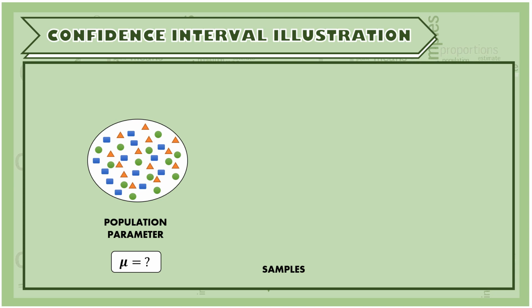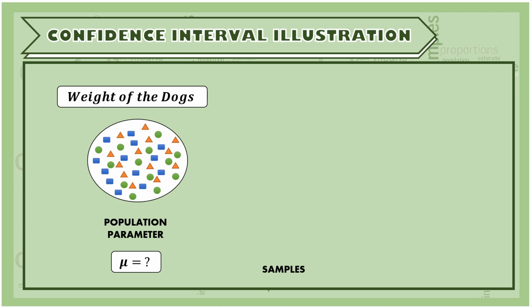Let's say this population parameter contains all the dogs in the Philippines, and we're interested to know the actual average weight of all the dogs in the population. In order to do that, we know that the population mean is unknowable, and there's no way we can find the actual value or the exact value of the average weight of all the dogs in the population.